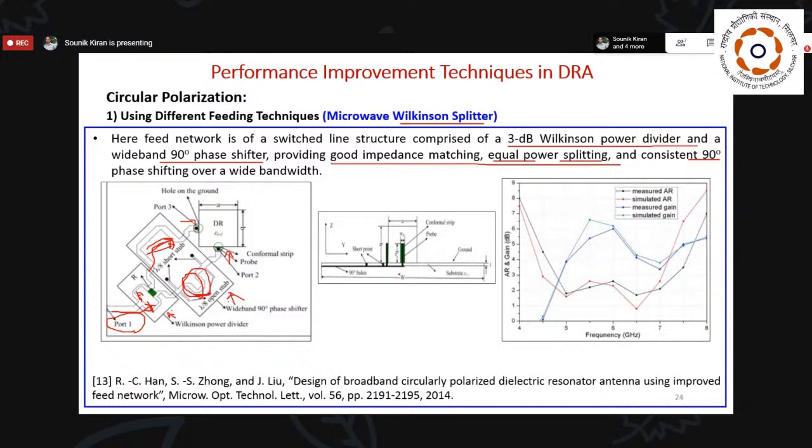This is what the antenna looks like from the cross-sectional view, and this is the performance we can see here. This is the gain performance, don't be confused. These two lines are nothing but the axial ratio performance. This is a very nice technique.